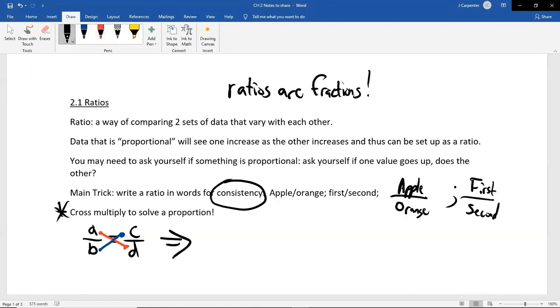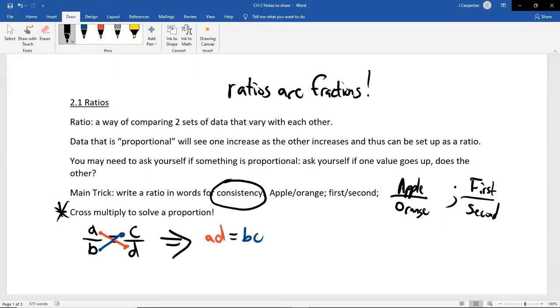This is just me saying I'm changing the equation to this thing. I've done some math. The A times the D, that was multiplying the top left and the bottom right, set equal to the B times the C. That's how you solve a proportion. You cross multiply, top left times bottom right, set it equal to bottom left times top right. If you swap the A and the D, nobody cares. If you swap the B and the C, nobody cares.